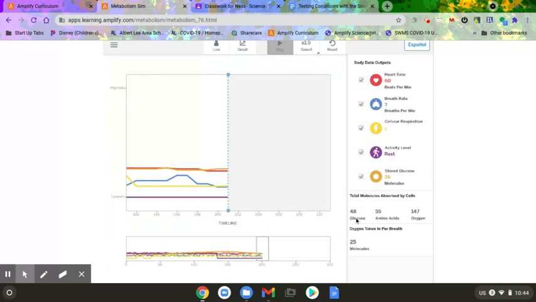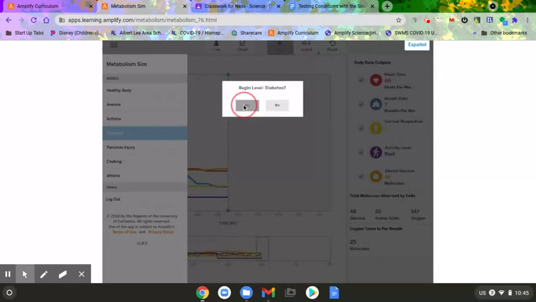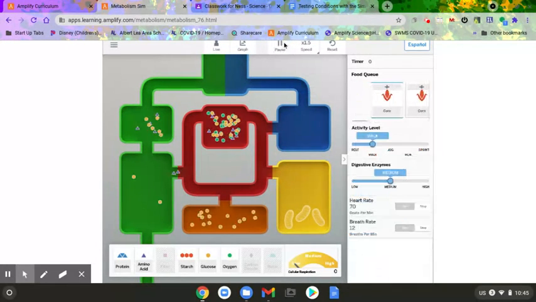Glucose level for this round was 48, amino acids 55, oxygen 147, and oxygen per breath is 25. You could run it again. Again, there's videos on the worksheet. I'm going to run one last test for diabetes. We'll begin that level, test it, feed it the exact same stuff, corn, fish, and sandwiches. Turn off the extra stuff. And speed of 1.5, go.